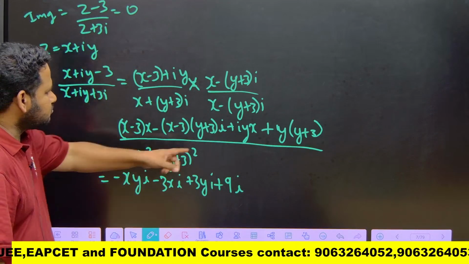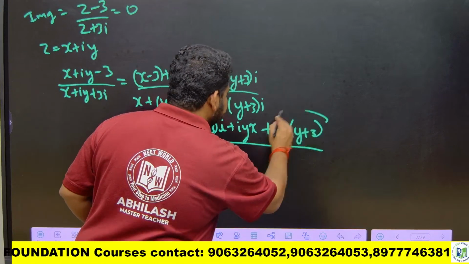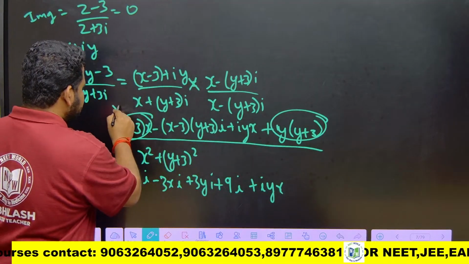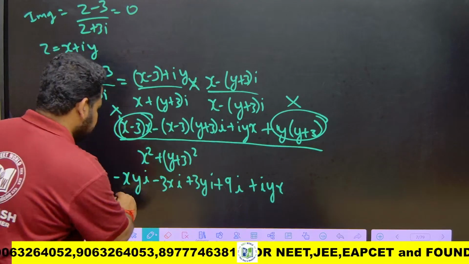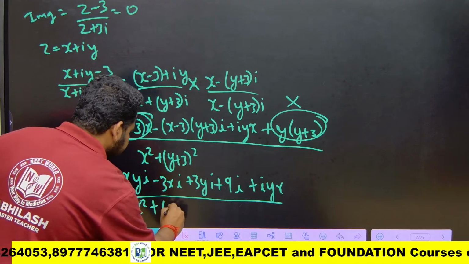Now this is what? i into yx. This and all I am not bothered about, because there is no i here. Here also there is no i. I am not bothered about this because they are all real part. I am focused only on the imaginary part. If I divide this, I will get x square plus y plus 3 whole square.